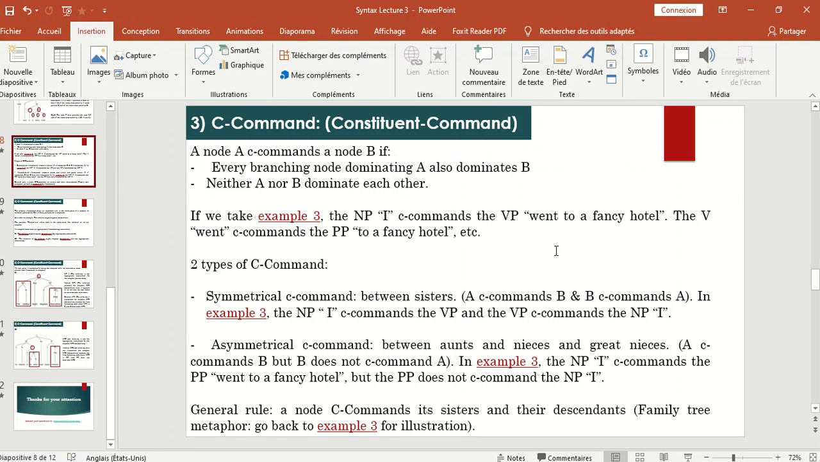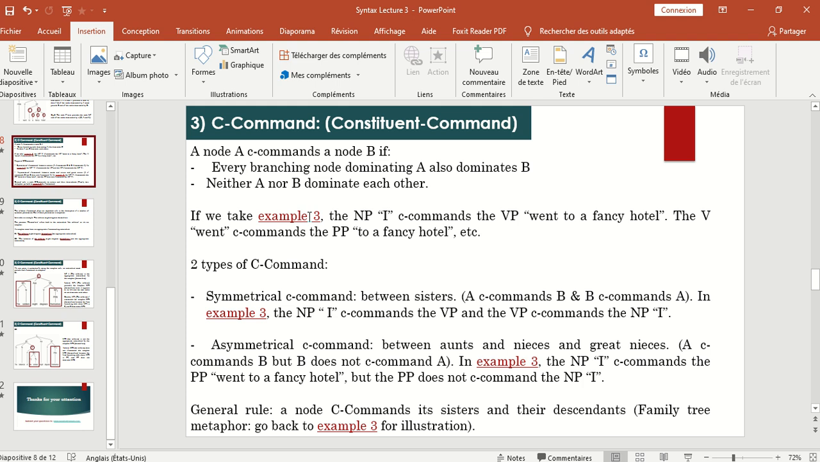Okay, as I said, now we'll move to why do we need structural relations. This is a structural relation called C-command, or constituent command, and it has two rules to be fulfilled. We say a node A c-commands a node B if we have two conditions. First condition, every branching node dominating A also dominates B. So what dominates the node A should also dominate the node B, and neither A nor B dominate each other. These two rules. Now, with the example, you'll understand.